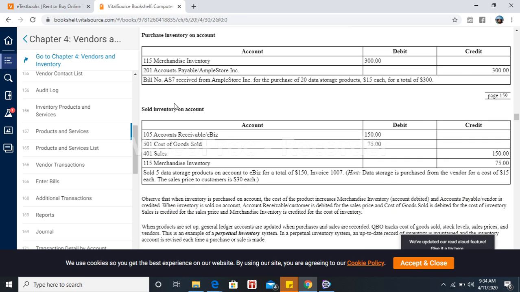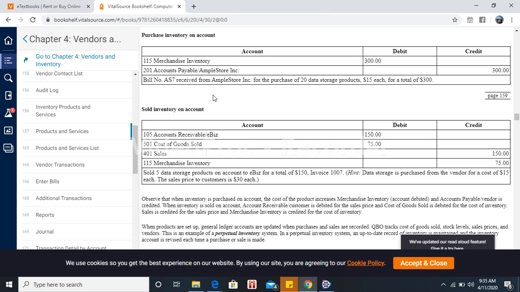If you scroll down a little further, here we talk about selling the same inventory that we just purchased. It told us for the $300 we paid Ample Store, we got 20 data storage products for $15 each. Here, we are selling these data storage products. So, in between these two illustrations, you don't see where we paid Ample Store. Instead, we're selling $75 worth of data storage products to someone for $150.